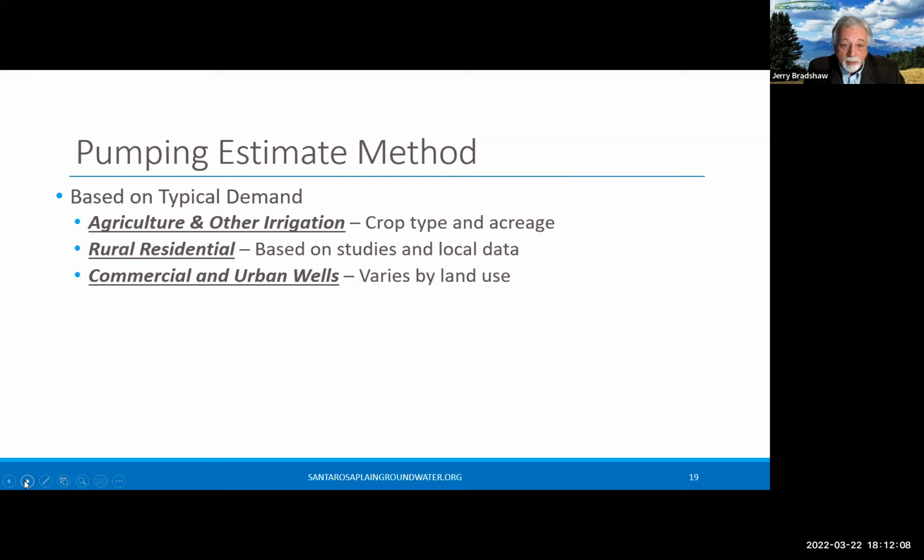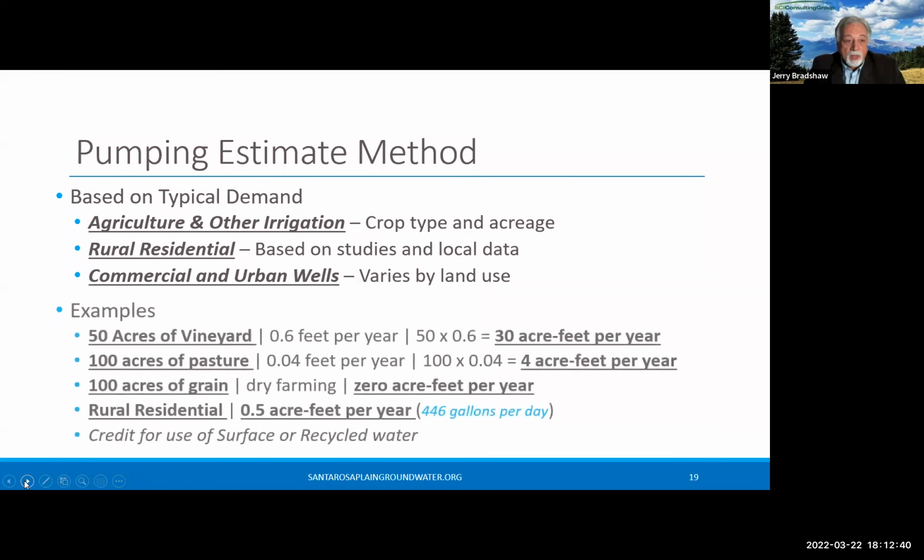The commercial and urban wells vary by land use. The commercial is fairly complex. I'm not going to go into details on that. And the urban wells, we just assign a very small amount, which is 1/10 of an acre foot per urban well, assuming that the house is hooked up to city water. The urban well is probably just used for outside irrigation purposes. So those are some of the assumptions and the data that kind of supports the estimates we have. We'll show you now some examples that we kind of carved out.